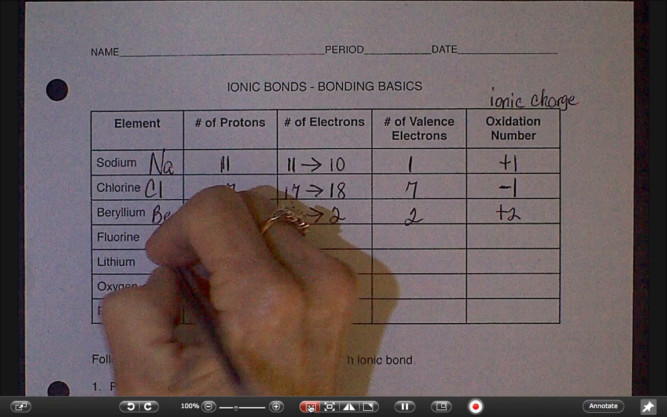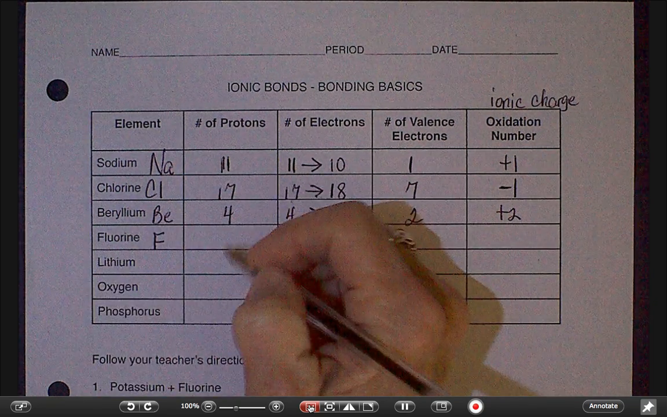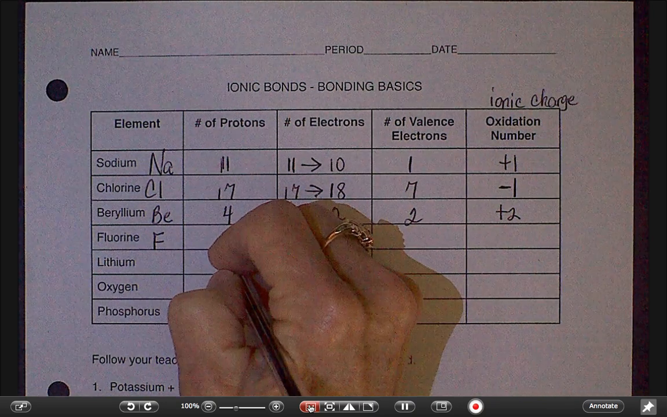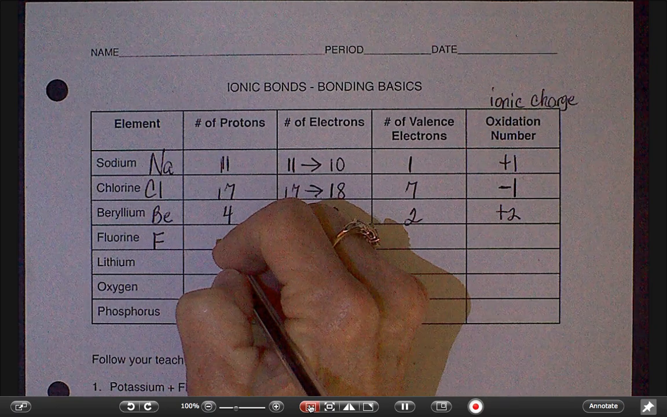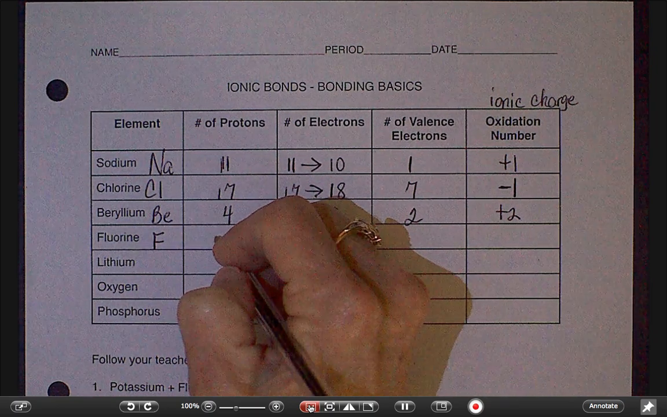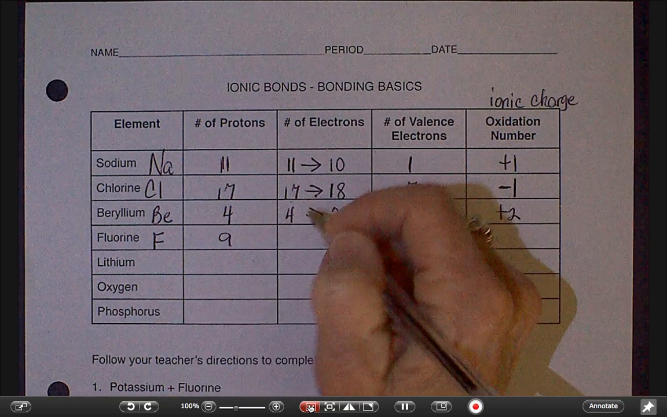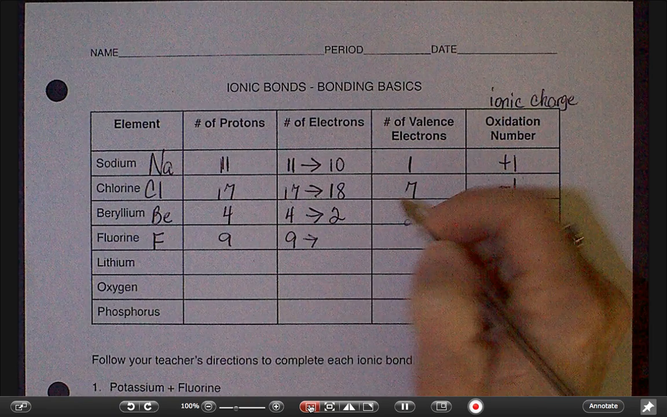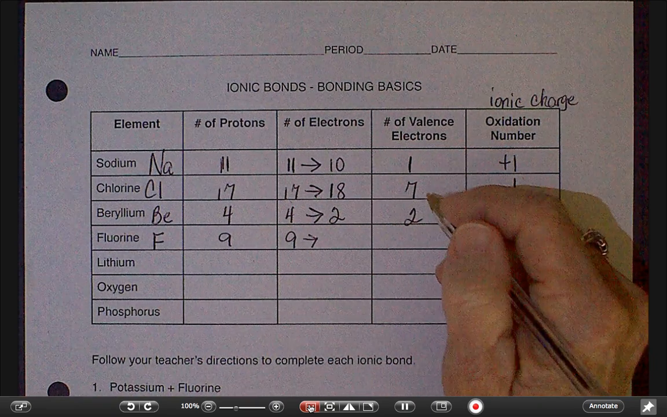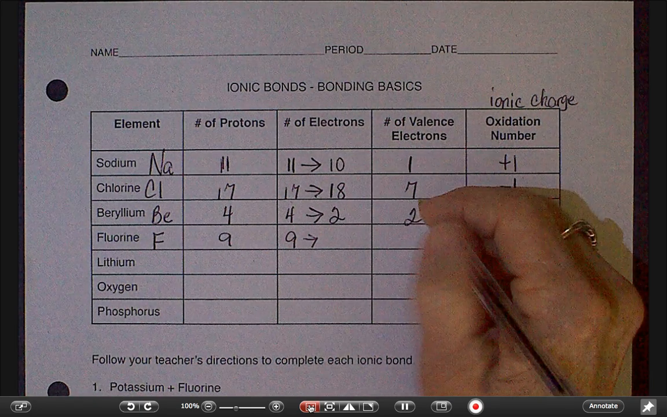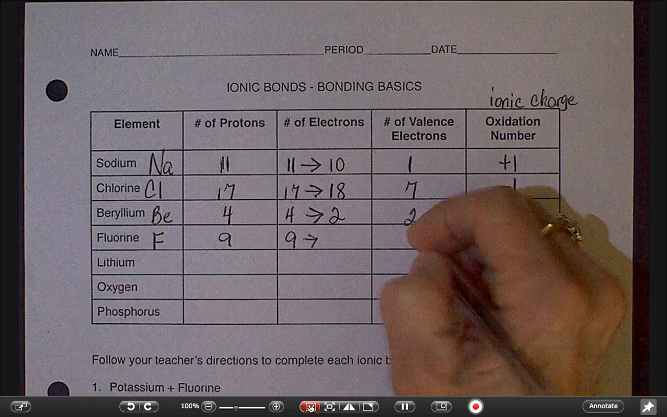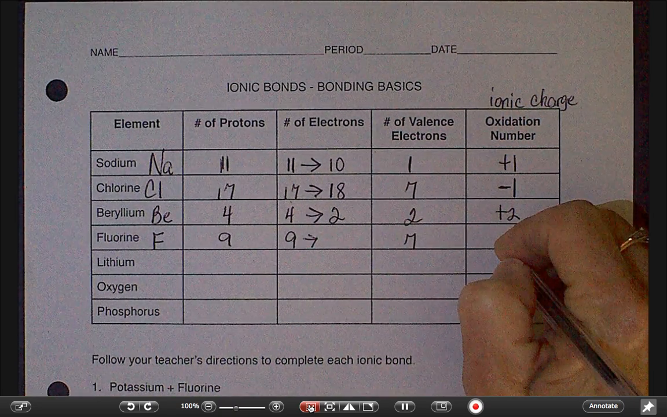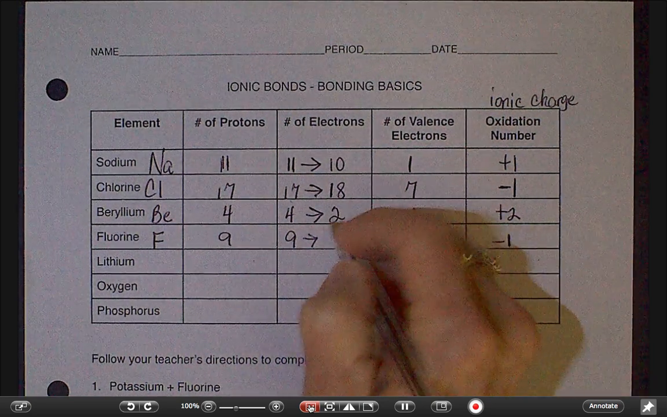Fluorine. What's its symbol? Protons and electrons. Fluorine, baby. Not chlorine. Fluorine. Go up one more. 9. So this one is 9, but it behaves just like chlorine. Number of valence electrons is what? 7. What's its charge? -1. So it goes from 9 to what?